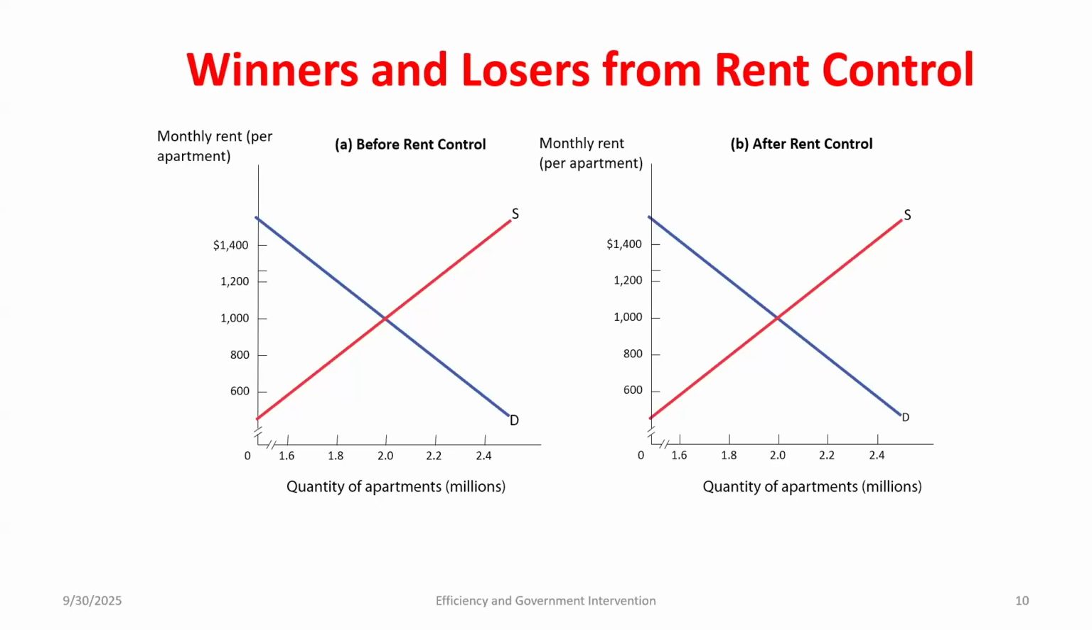Anytime, any price below the equilibrium, what's going to be true? The quantity supplied is going to be below the quantity demanded. So any price that I set below that equilibrium price, what has to be true? There's a shortage. Yep. So anytime we have a price ceiling, we'll create a shortage.